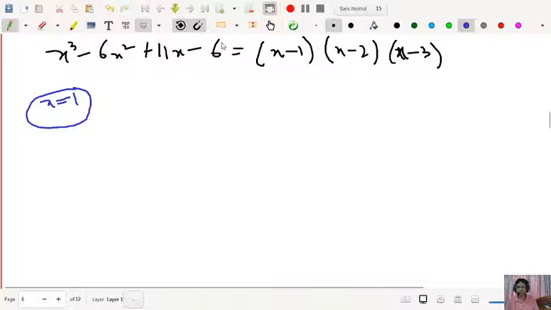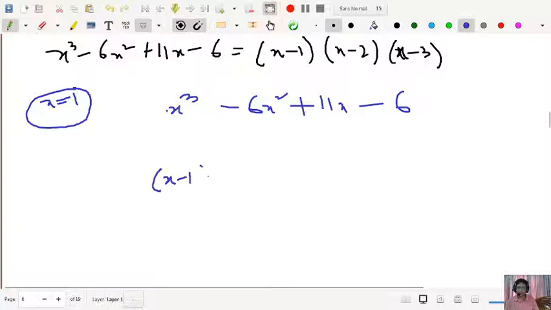So x equal to 1, what is the value of the expression? If you put x equal to 1, 1 minus 6 plus 11 minus 6. 1 minus 6 is minus 5, plus 11 is 6, minus 6 is 0. It will be 0. So x minus 1 is a factor of this expression, right? That is by the factor theorem.